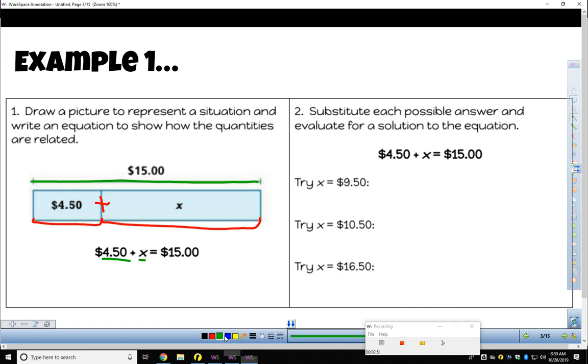And in general, the whole idea here is that you are substituting the value for x. So over here, we're going to try, well, what happens if x was $9.50? What would that equal? Some mental math strategies here tell me that 50 cents and 50 cents make $1, plus $9 is $10, plus $4 is $14, and that's not right.